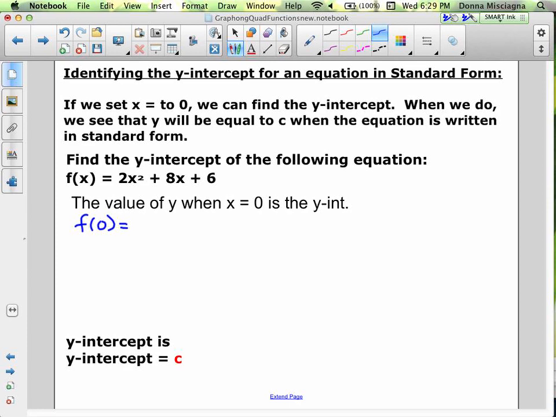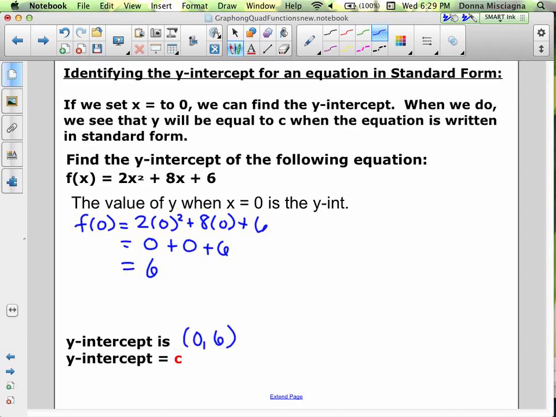So we have f of 0. f of x just means the value of the function when x is, and then we plug in a value. We want x to be 0, so we plug in 0 everywhere we see an x. So we have 2 times 0 squared plus 8 times 0 plus 6. Well, 0 squared is 0. Times 2, that's 0. 8 times 0, that's 0. So if I plug in 0 for x, anything with an x is going to be 0, and the only thing left is the constant. So our y-intercept here is the point (0, 6).